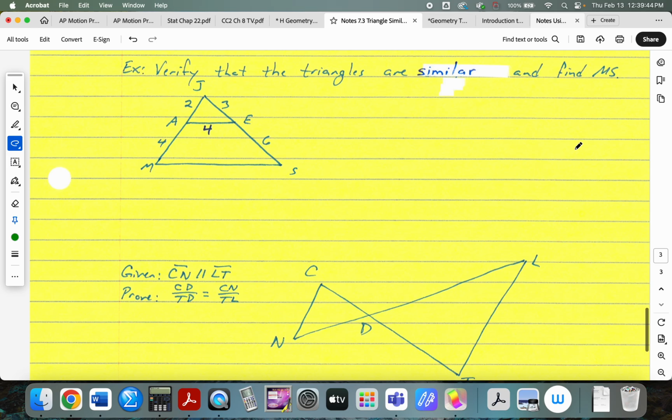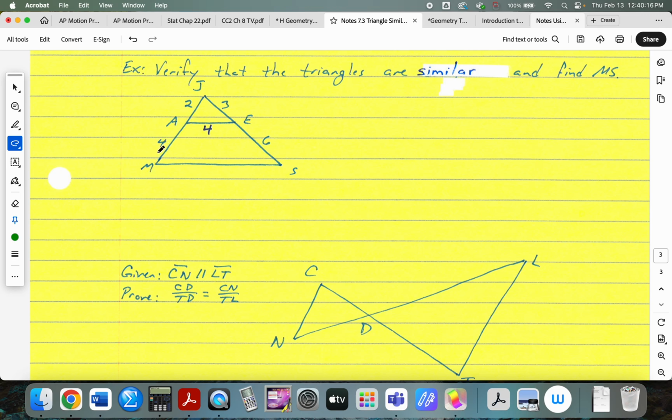All right. Here's another one like that. Verify that these triangles are similar and find the length of MS. This time they did give us some side lengths. Let me show you what people fall for on this. People will write 2 to 4 and 3 to 6. And they'll go, those are 1 to 2, so the sides are proportional. What's wrong with that? Well, is 4 a side of a triangle?